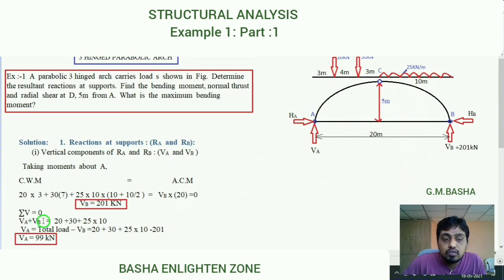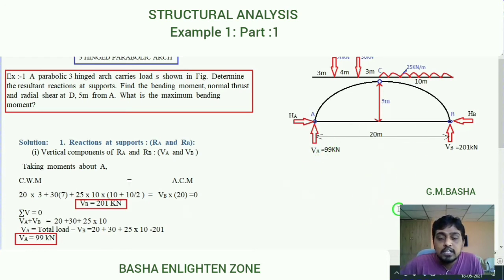Therefore, VA plus VB will be equal to the given loads, 20 plus 30 plus 25 into 10, that is W into L for the UDL. So already we know the VB value. Substitute that VB value here, send the other terms to the other side and simplify. You will get the VA value equal to 99 kilonewton. After obtaining that, please write it down here. Please simplify by using your calculators, you will get it easily.